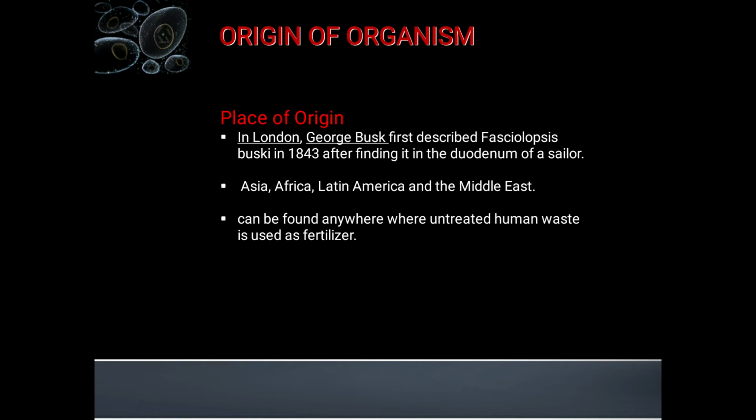For the place of origin of my specific organism, Fasciolopsis buski: in London, George Busk first described Fasciolopsis buski in 1843 after finding it in the duodenum of a sailor. So, what is a duodenum? A duodenum is the first part of the small intestine, located between the stomach and the middle part of the small intestine, or jejunum, where the Fasciolopsis buski attaches to the intestinal wall.